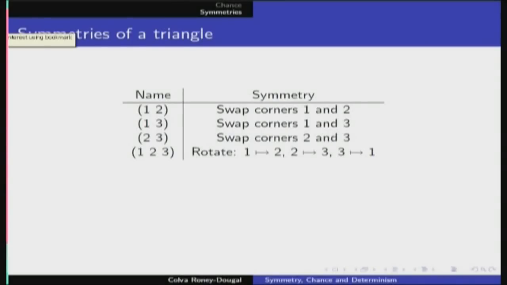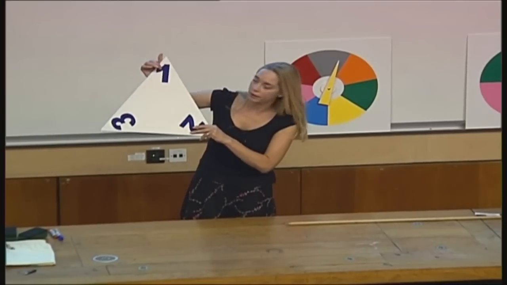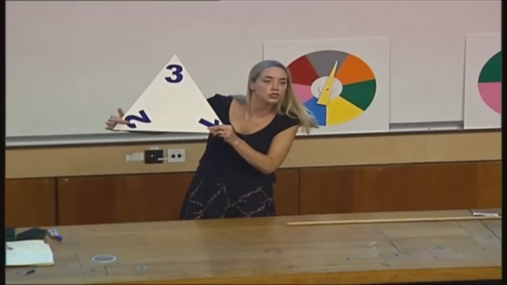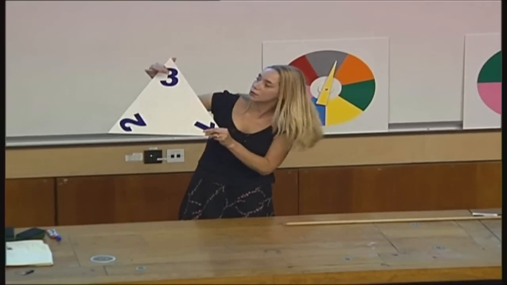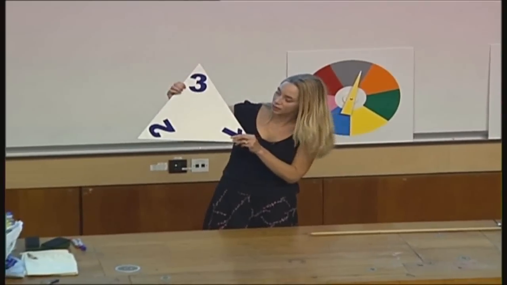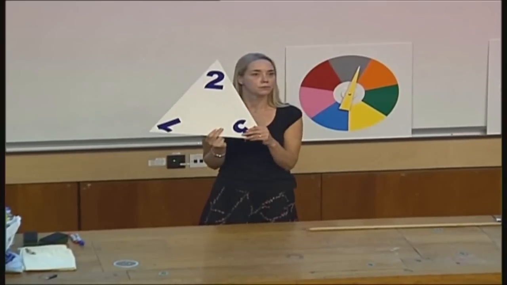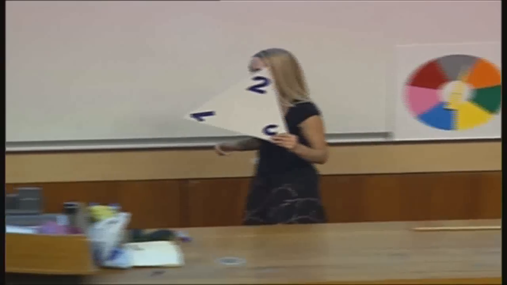This one, 3 numbers in brackets now. What does that mean? It means take 1, send it to where 2 was. Simultaneously send 2 to where 3 was. And send 3 to where 1 is. I'll do that again. I'm going to send 1 to 2, 2 to 3, 3 to 1, 1 to 2, 2 to 3, 3 to 1.